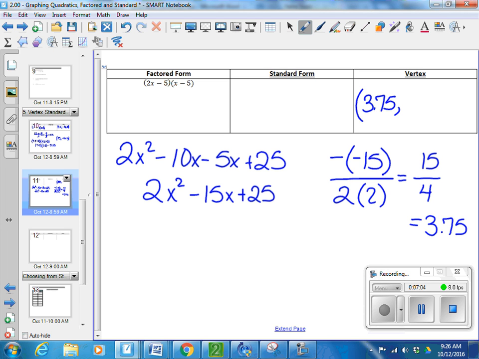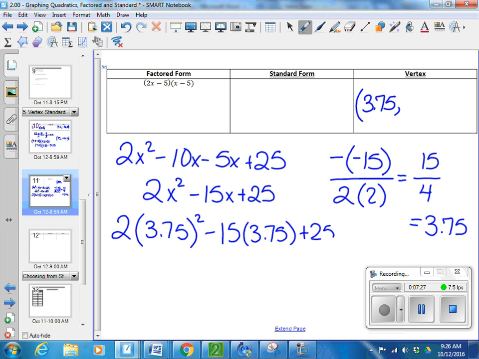All right. And so again, whenever I want the second half of my vertex, I just need to plug in my x coordinate and evaluate it at that value. So I would do 2 times 3.75 squared minus 15 times 3.75 plus 25. If we go through and evaluate that, we will get negative 3.125.